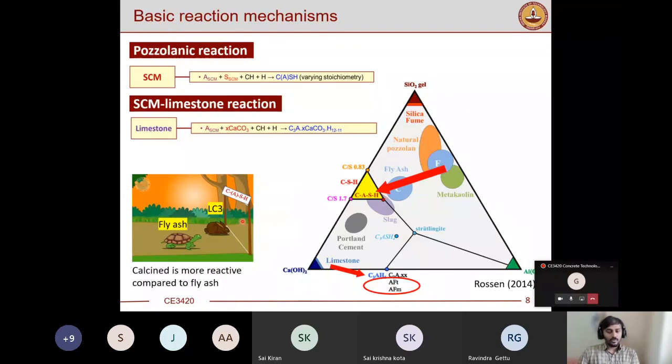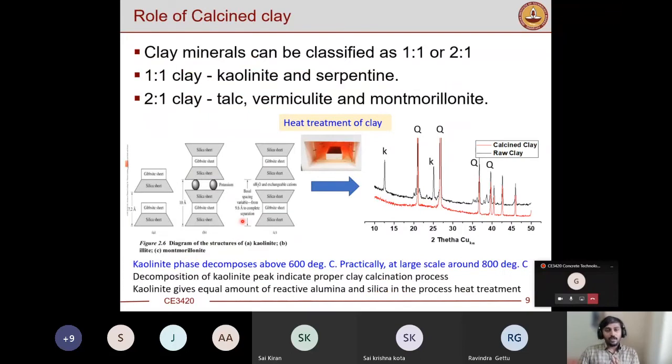right? So moving forward, I will talk about different components which are present in the limestone calcined clay cement. So firstly, clay. So when you look at clay, most of you would be aware that there are different types of clay. So you have kaolinite clay, illite clay, montmorillonite clay. So I have given a schematic representation of different clay structures.